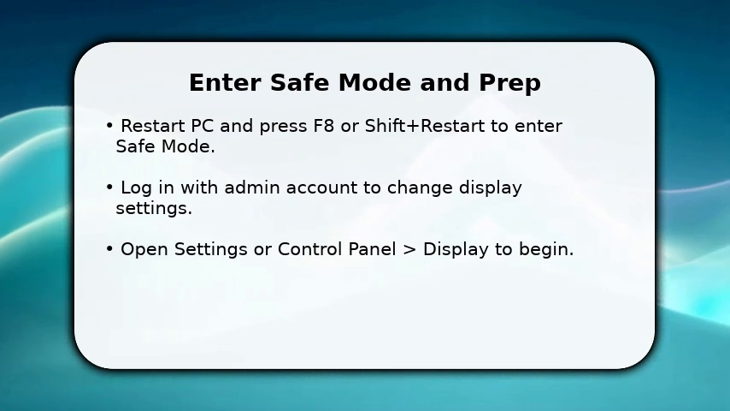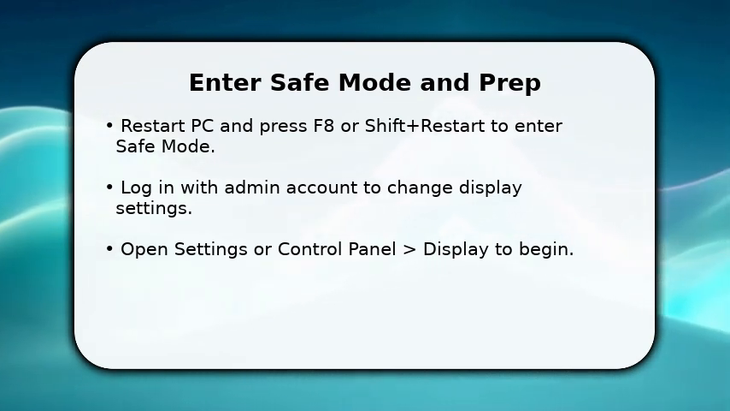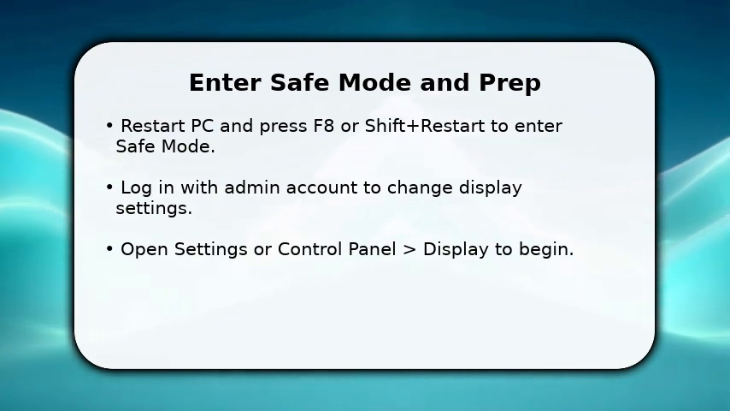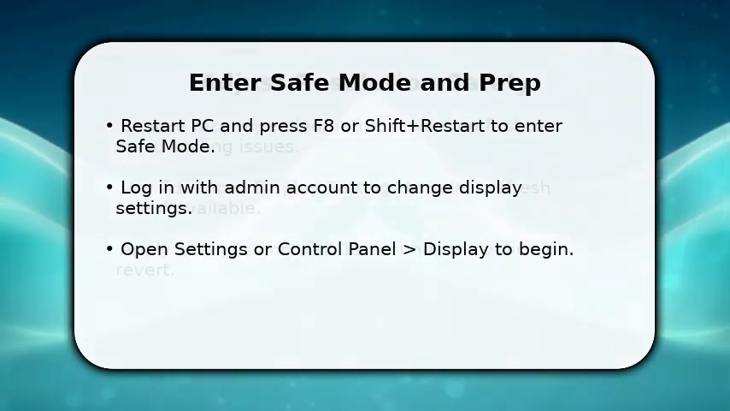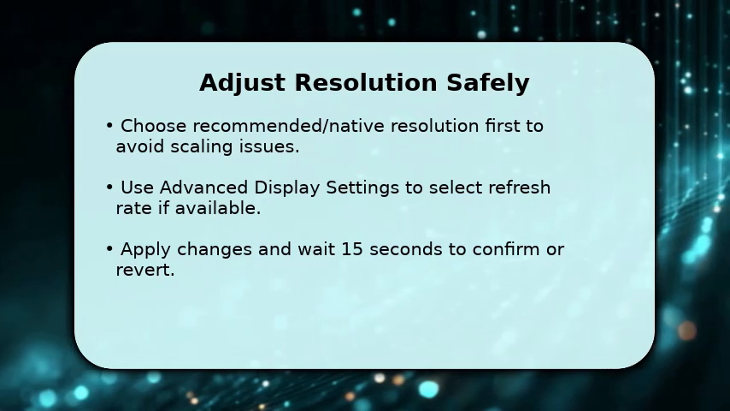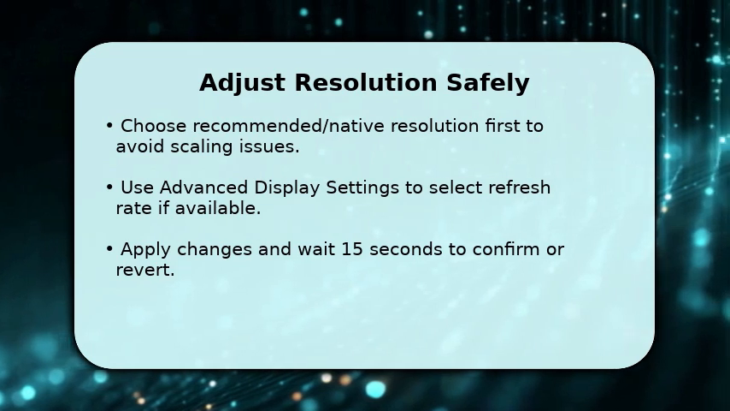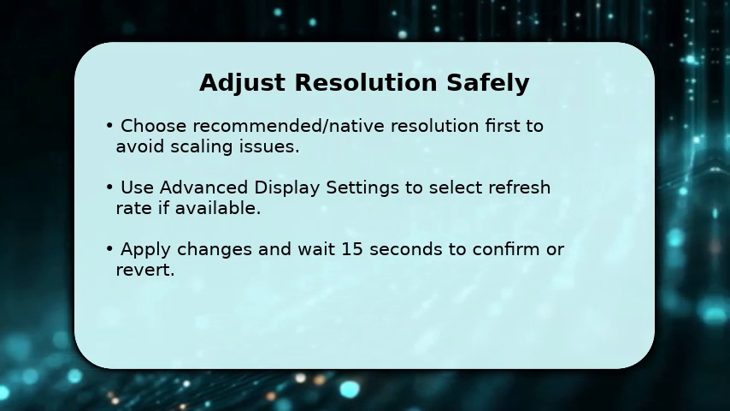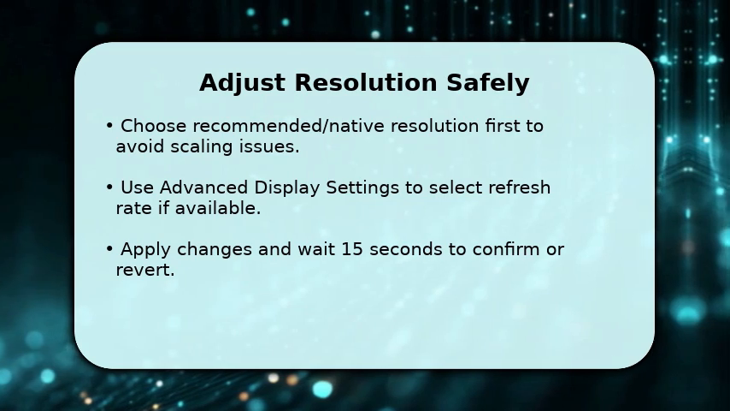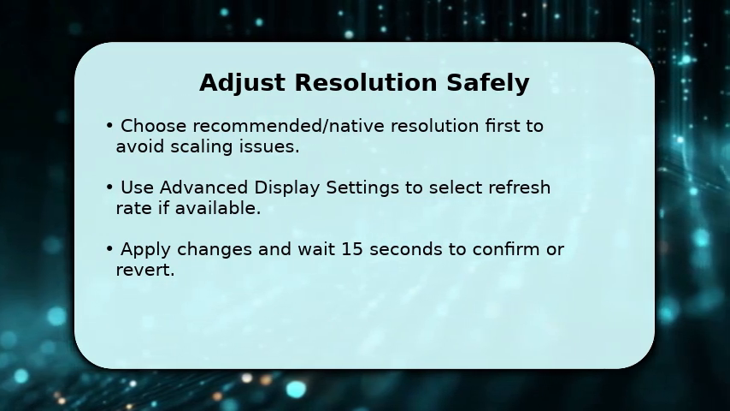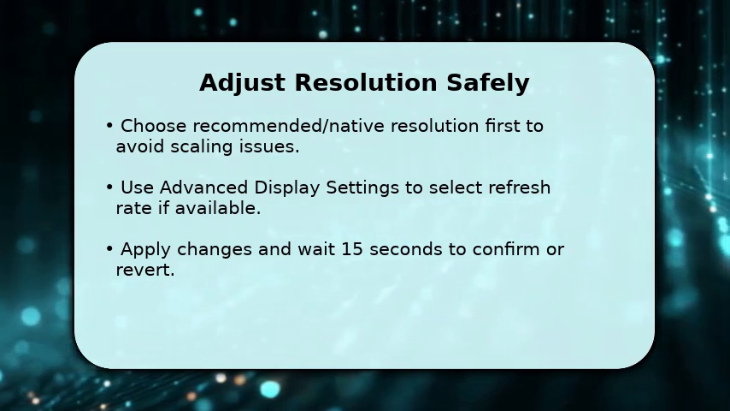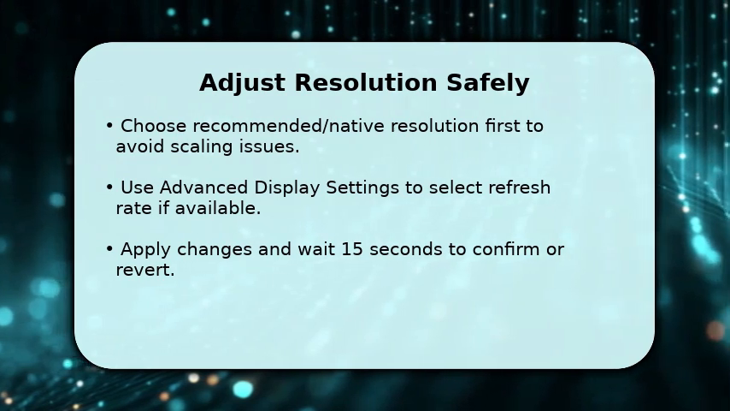You'll be changing resolution in a stripped-down environment, so proceed deliberately and keep the monitor's native resolution in mind as your target. Now change the resolution. In Display Settings, click Advanced Display Settings or Screen Resolution and select the monitor. Pick the recommended or native resolution to ensure crisp output. If options include refresh rate, choose the highest supported by your monitor and then click Apply.